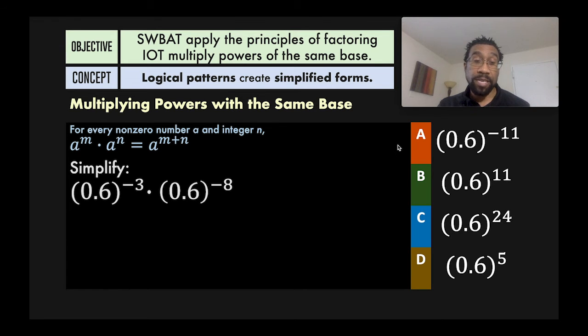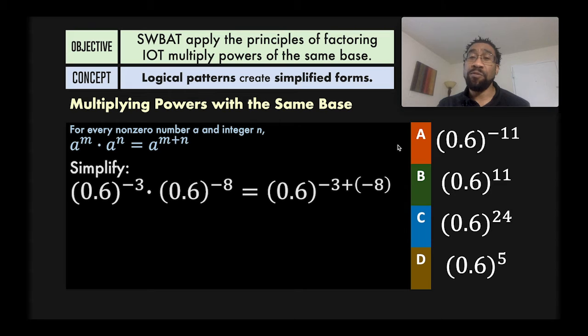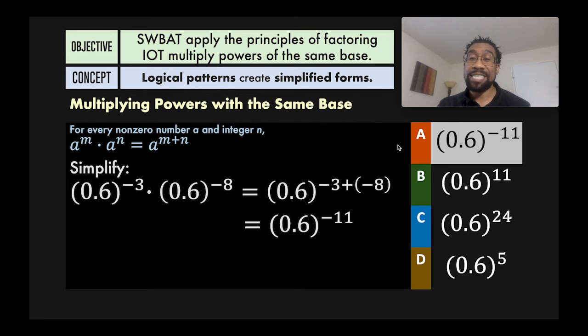In order to do that, we're going to combine the bases through the addition of the exponents. So when we do this, we get 0.6 to the negative 3 plus negative 8 power. A negative 3 plus a negative 8 gives us a negative 11. And so the answer turns out to be A in this situation.